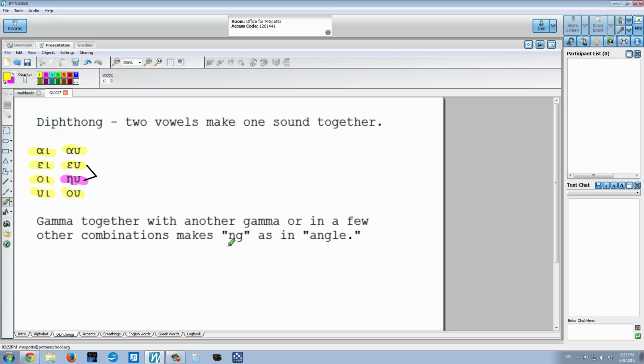All right, here's another combination of letters we want to be aware of. A gamma together with another gamma will make an ng sound, like an angle. The Greek word angelos is spelled, here let's try writing it. It's spelled this way: alpha, gamma, gamma, epsilon, lambda, omicron, sigma. Angelos.